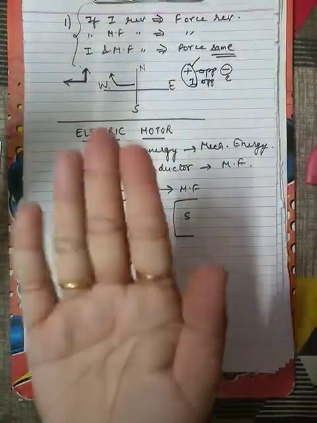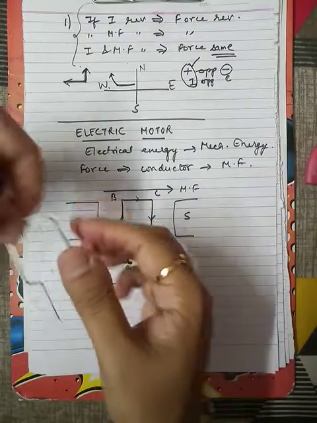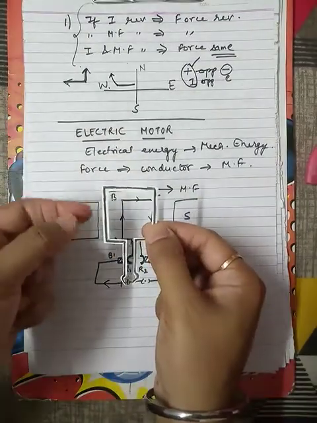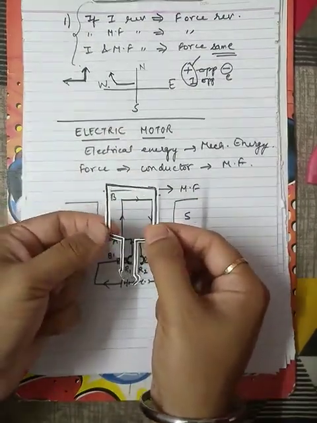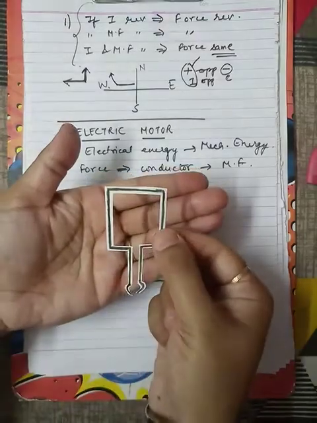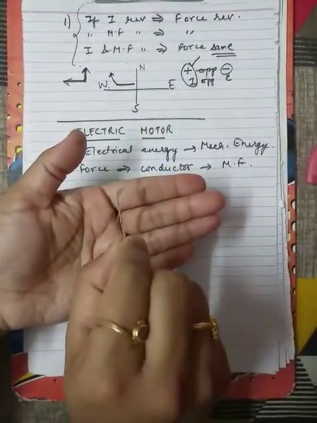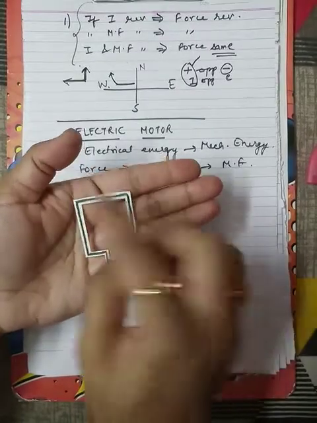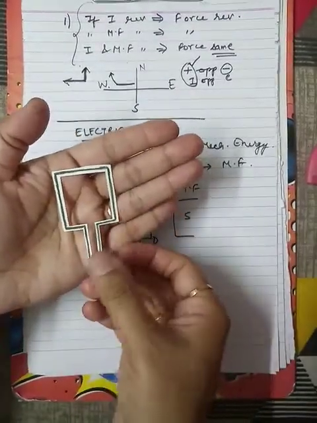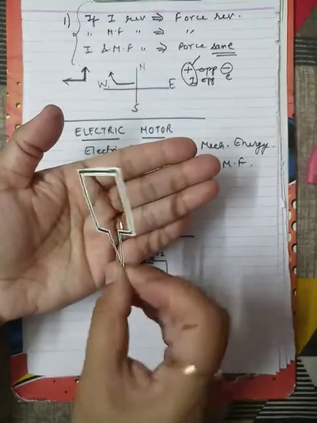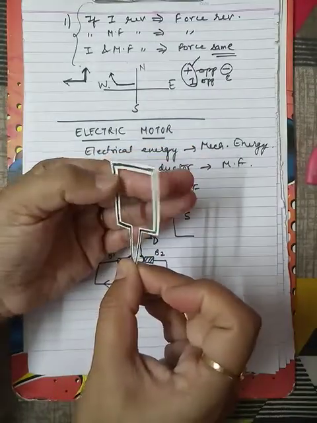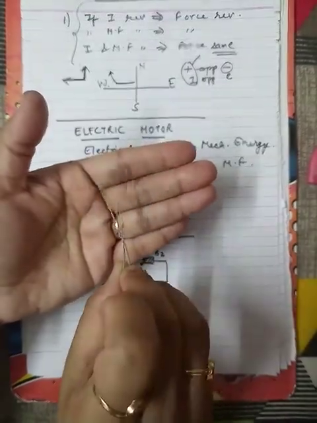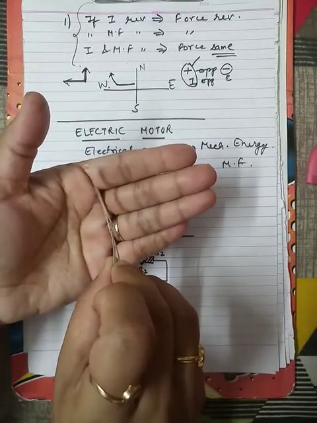So this is AB, and this AB side will move inside, like this, into the plane. The AB side is completely attached with all other parts, so all other parts will also move. So like this it will move. AB will move into the page.